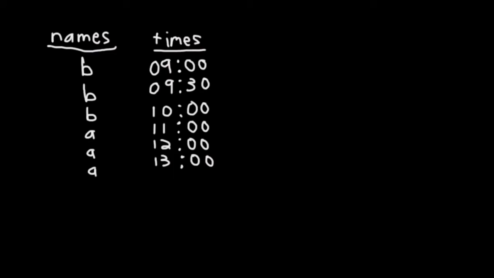In this example, I have 6 entries. I have 3 entries for person B and 3 entries for person A. If you notice that B checked in at 9 o'clock, 9:30, and 10 o'clock, this means that over these 3 entries, there were 3 times they entered the building within a 1-hour time period. 9 o'clock to 10 o'clock, and then 9:30, that all takes place in 1 hour.